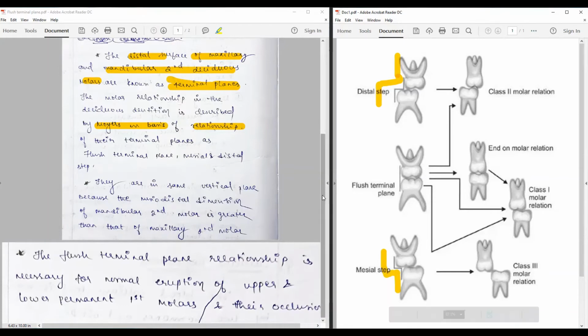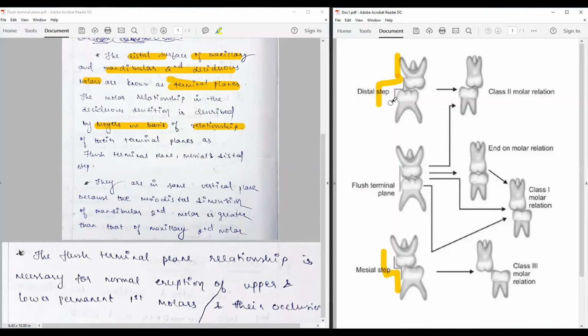Why is this clinically important? Because it is a reflection of, or a possibility of, a future prediction. It can be used to predict the type of occlusion which this relationship will later land up in. For example, the flush terminal plane, when it is straight, rarely turns up into a class 2 molar relationship, or an end-on-end or a class 1 molar relationship.